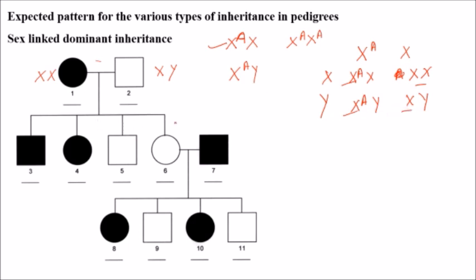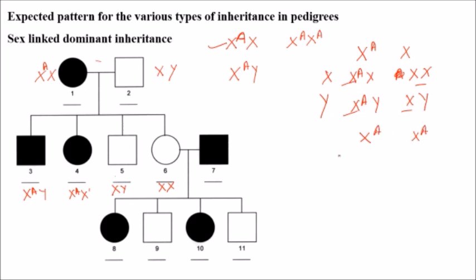So from this pedigree also we have seen that one male is affected and one female is affected, and also one male is not affected, and one female is also not affected. So this is the heterozygous condition of sex linked dominant inheritance. So what will happen when both of the chromosomes carry the disease alleles?